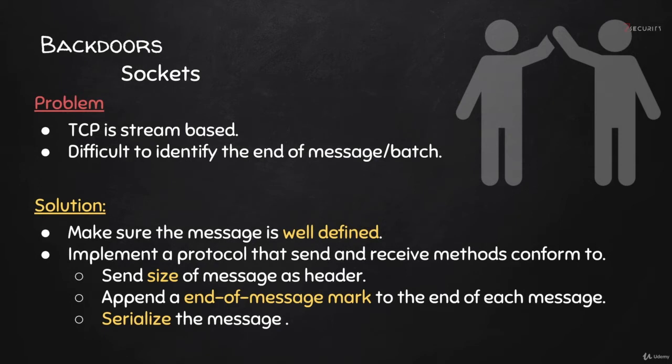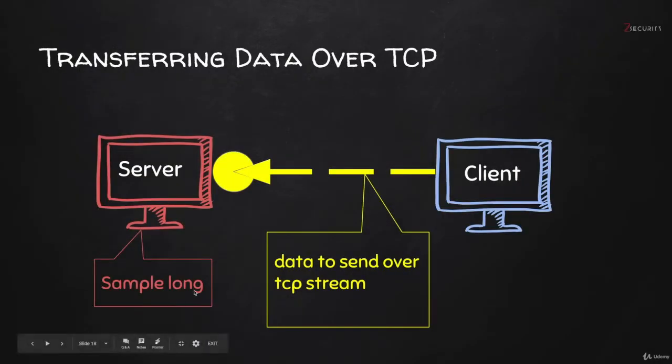Basically, the idea that you want to keep in mind is you need to make sure that the message is well defined, so that the device that's receiving this message knows exactly where this message ends. This way, even if it receives half of it or part of it, it knows that there is more to this message, and it'll call the receive function again and again until it actually receives the whole data.